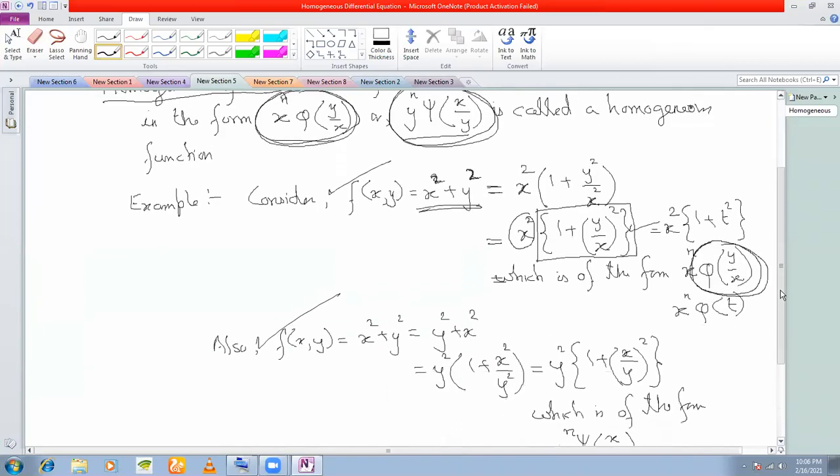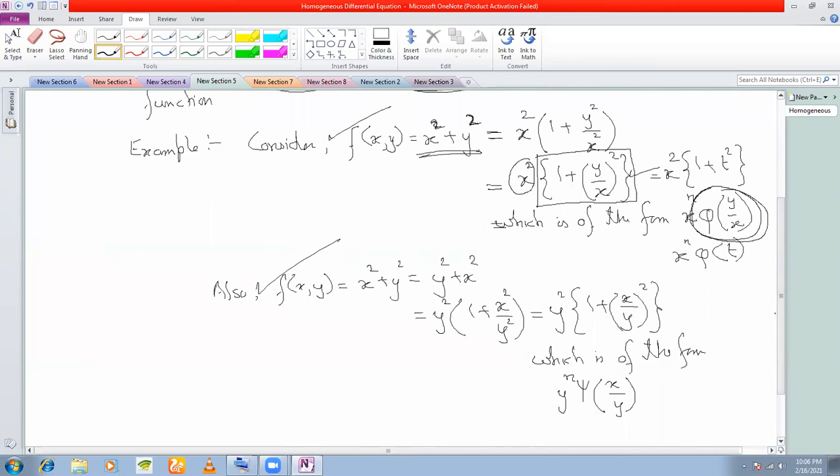Now, we started with an example in the last class. I gave you a function x square plus y square, and I took x square common. If you see, I have expressed this as 1 plus y square by x square, which can now be written as 1 plus y by x whole square, right? So this has been expressed as x to the power of n, here n is 2, into some function of y by x, right? So x to the power of n phi y by x. Therefore, we say that this is a homogeneous function.